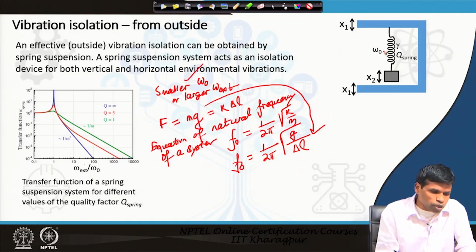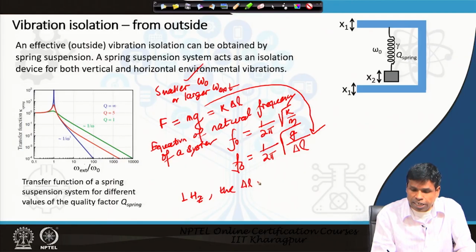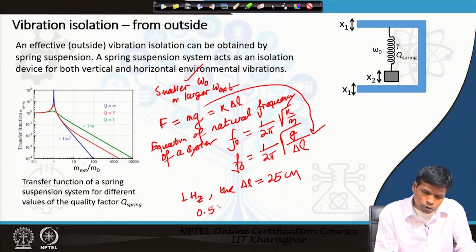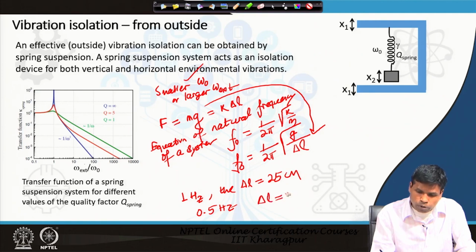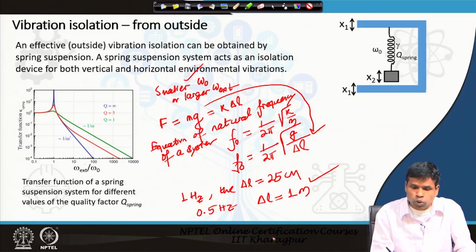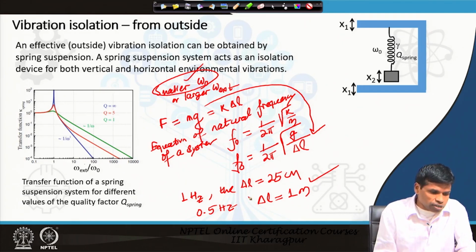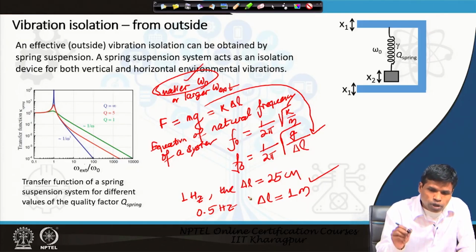So, for example, if the natural frequency of the spring is 1 hertz, then del L can be stretched to 25 centimeter. If we want to have 0.5 hertz, then del L should be like 1 meter. So, 1 meter is quite big. Therefore, the spring suspension system alone is not sufficient to reduce the omega naught value to a small value. So, it is not enough, one point to be noted.